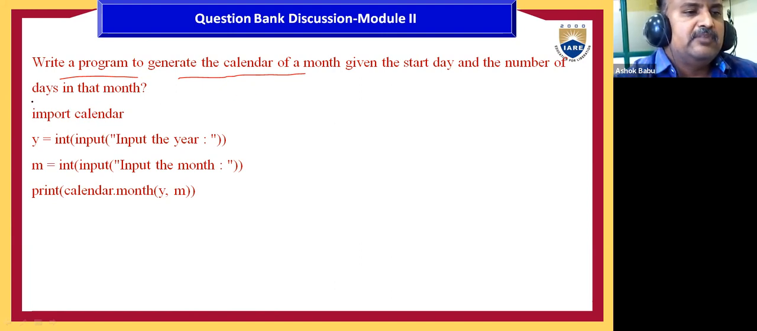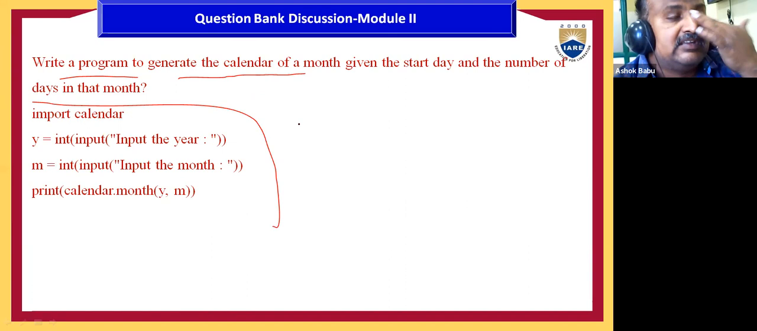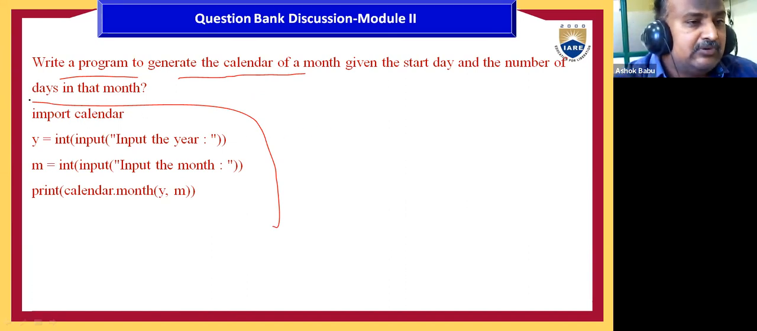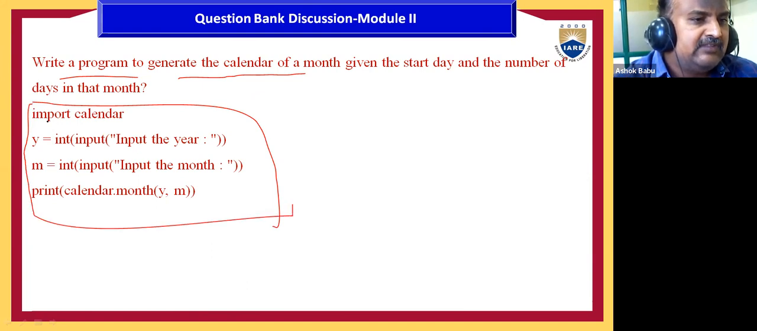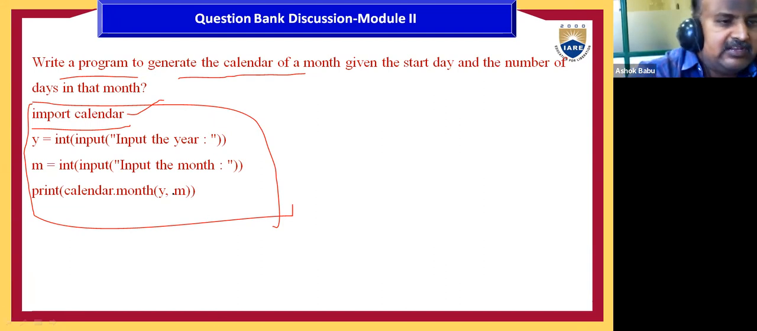So this is the given problem. To print the calendar, suppose it is some mathematical operations, to calculate those we need to import math. Similarly, to print the calendar, here we need to import calendar. Calendar is a built-in module already. To print the calendar of a particular month, we need to import calendar. Then y is a variable: y equal to input the year.